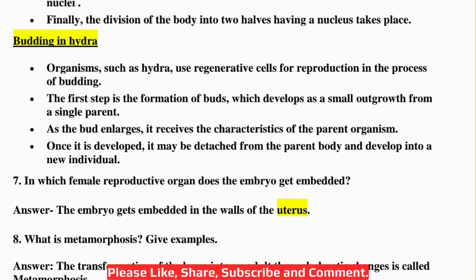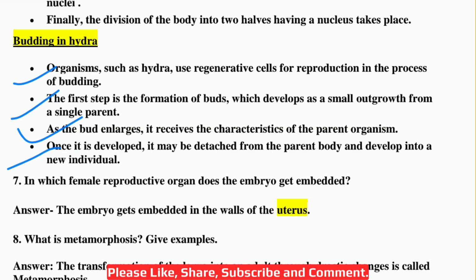Then, budding in Hydra. Organisms such as Hydra use regenerative cells for reproduction in the process of budding. The first step is the formation of buds, which develop as a small outgrowth from a single parent. So, a bulge can be called a bud. Now, as the bud enlarges, it receives the characteristics of the parent organism. Once it is developed, it may be detached from the parent body and develop into a new individual.